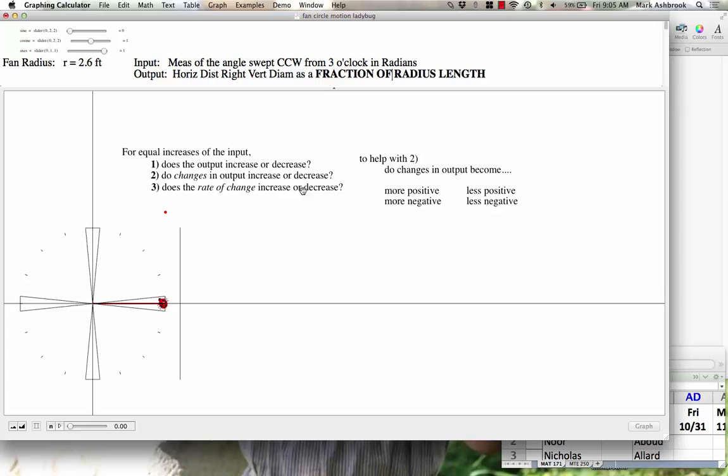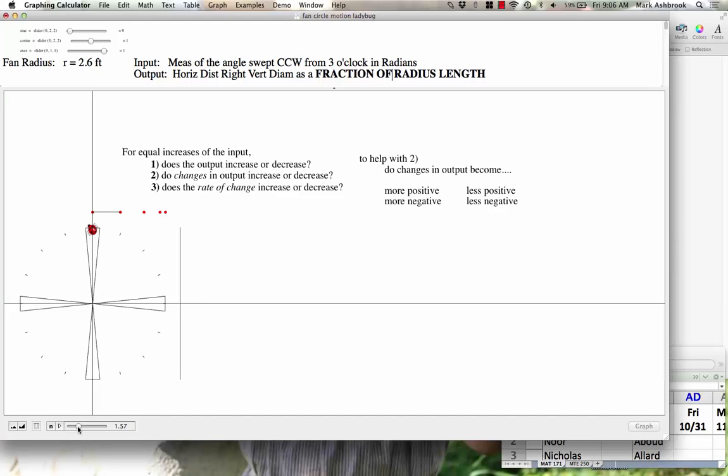So we had done the first quadrant. Let's do it again fast. What happens to the horizontal distance to the right of the vertical diameter? Does it increase or decrease? Decreases from what to what? 1 to 0.